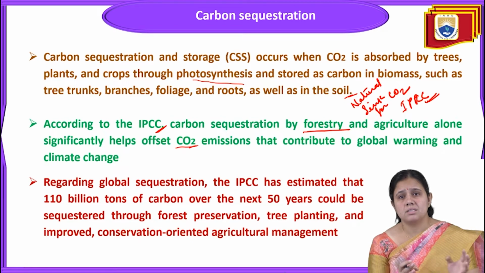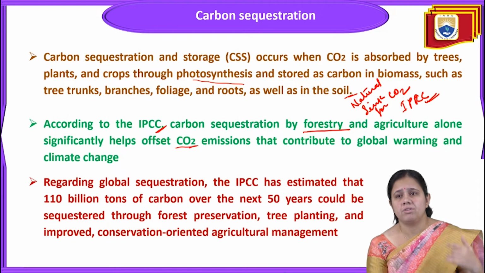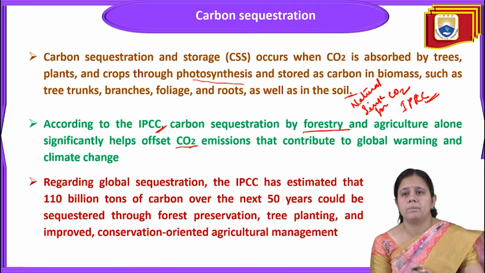So what the IPCC has told about carbon sequestration is that if we do it by forestry or agriculture alone, it helps offset the CO2 emission that contributes to global warming and climate change. So we have to think about how forests, crops and soil alone are responsible for the storage of carbon dioxide.